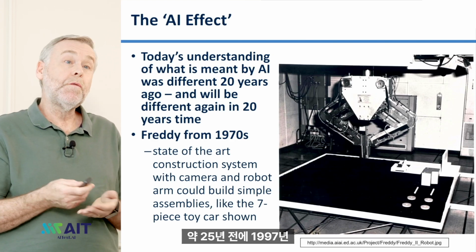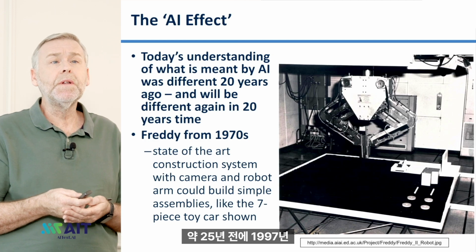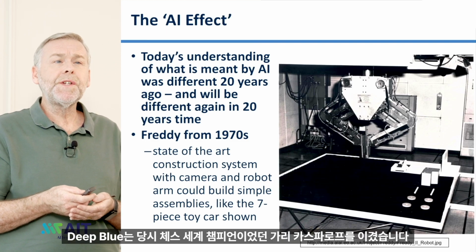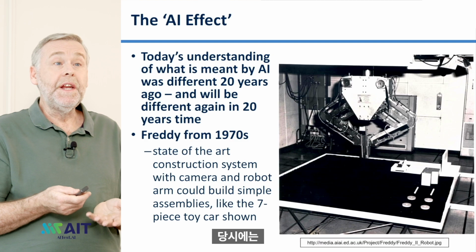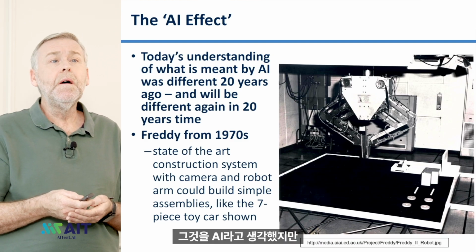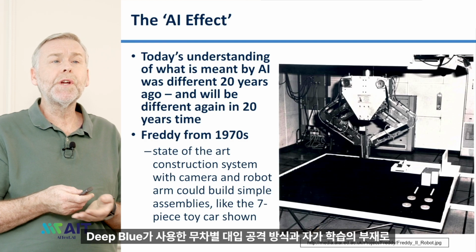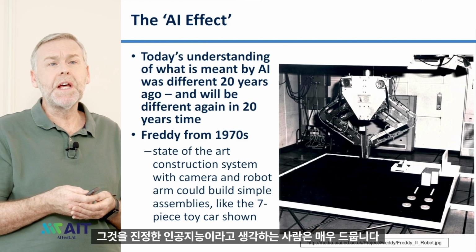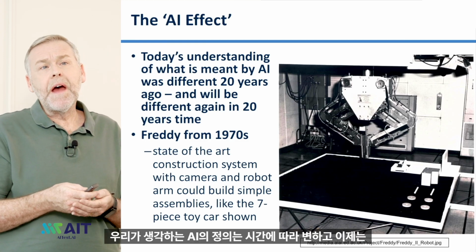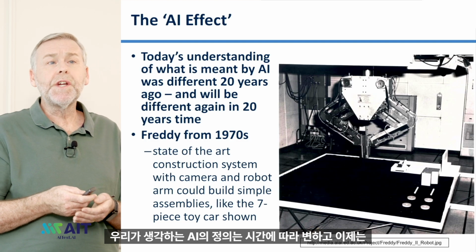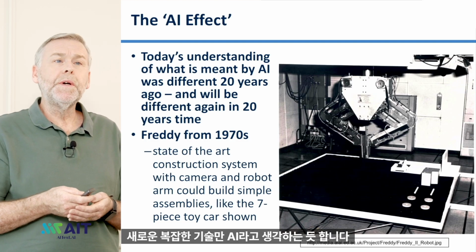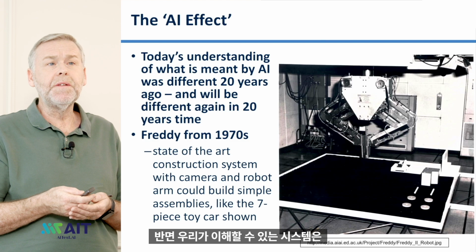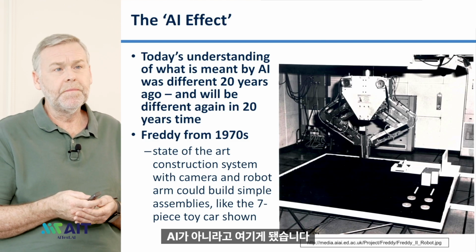Another example, this time from about 25 years ago in 1997, is the Deep Blue computer program from IBM, which beat the then world chess champion Garry Kasparov. In its day, this was considered to be AI, but nowadays, because of its brute force approach and lack of self-learning, Deep Blue is considered by many to not be true artificial intelligence. It appears that our understanding of what is meant by AI changes over time, and only brand new and complex technology is labelled as AI, while technology we have come to understand becomes relegated to something less than AI.